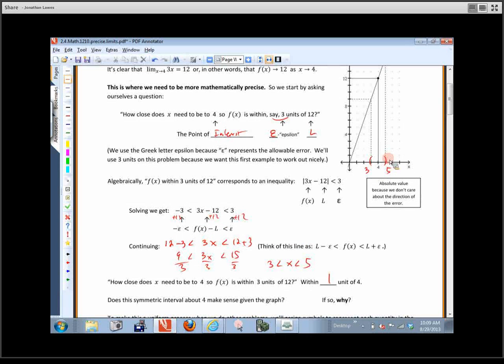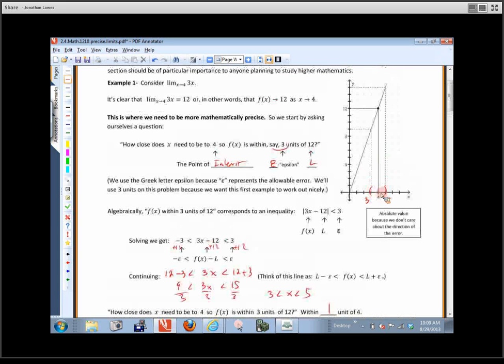Now, if we take a look at the picture, does it make sense that if we allow ourselves to go up 3 and down 3, that we'd be allowed to go over 1 and back 1 from that point of interest and still be within our allowable error? Does that make sense? Okay, hopefully it does. Why? Can somebody tell me why that makes sense? Why it would be 1 unit in either direction?